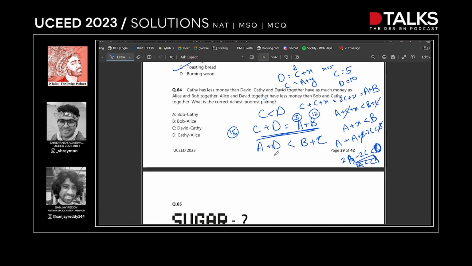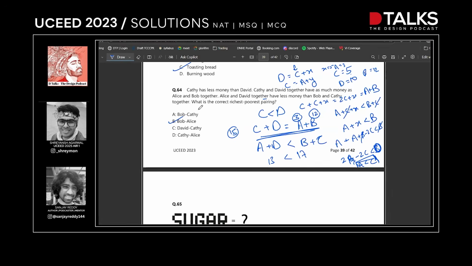Now just check if this inequality also holds for you. So 3 plus 10 is 13, which is less than B plus C, 12 and C is 5, so 17. Okay, correct. So all of our values are working out. So the value of A was 3 and the value of B was 12. So as you can see, richest and poorest are Bob and Alice.